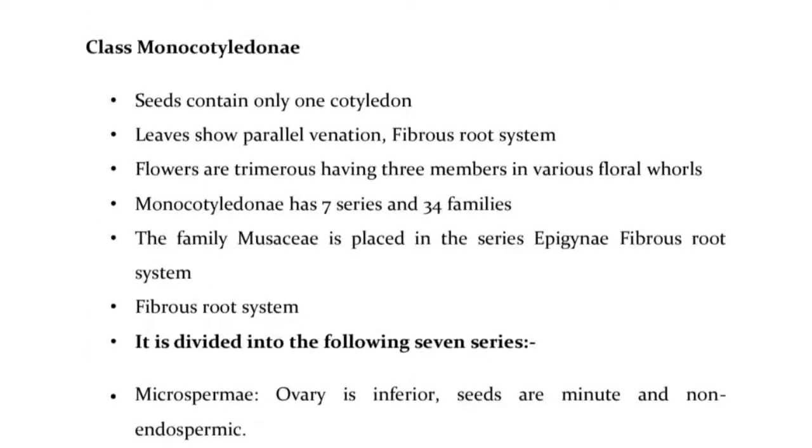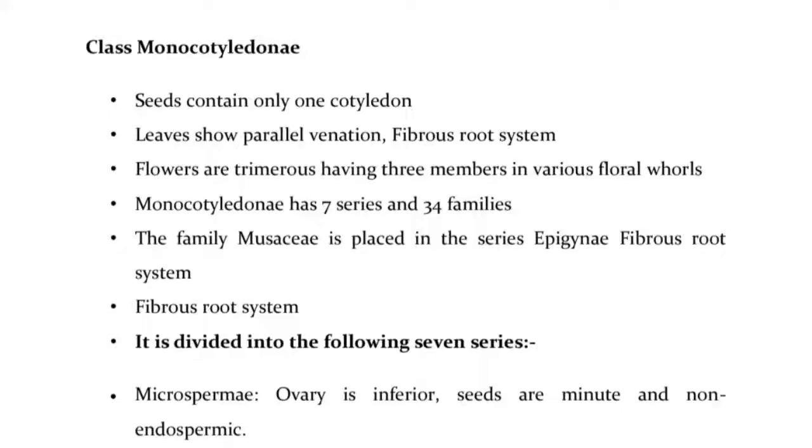Class Monocotyledonae: seeds contain only 1 cotyledon, leaves show parallel venation, fibrous root system, flowers are trimerous, having 3 members in various floral whorls. Monocotyledonae has 7 series and 34 families. The family Musaceae is placed in the series Epigynae. It is divided into the following 7 series.